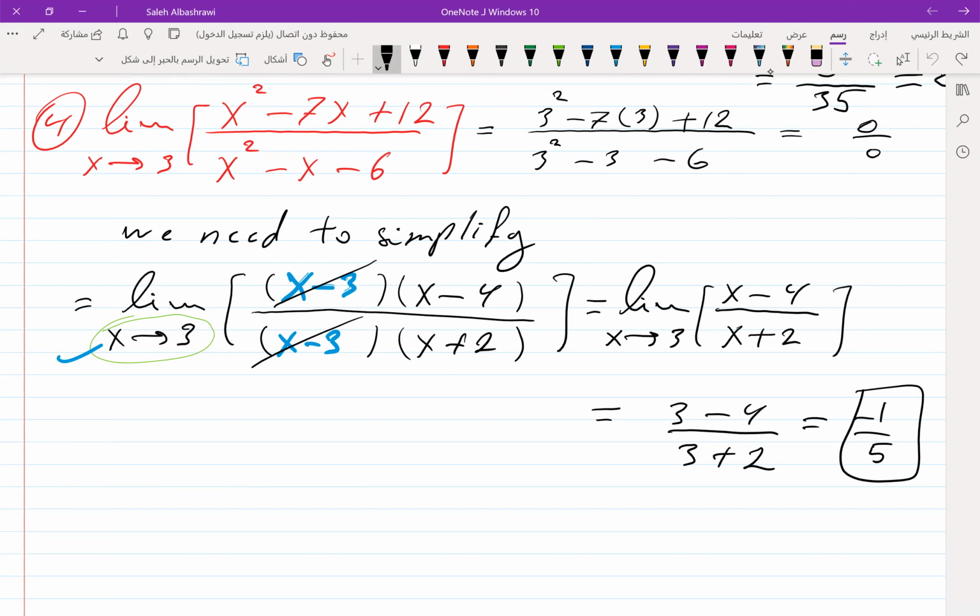Okay. So you can see that if we have 0 over 0, we have to simplify it. If I have a polynomial divided by another polynomial, we just factor it out. In some cases, we have different types of functions, maybe radicals. But in this example, I have a polynomial divided by another polynomial. Let me take another example.